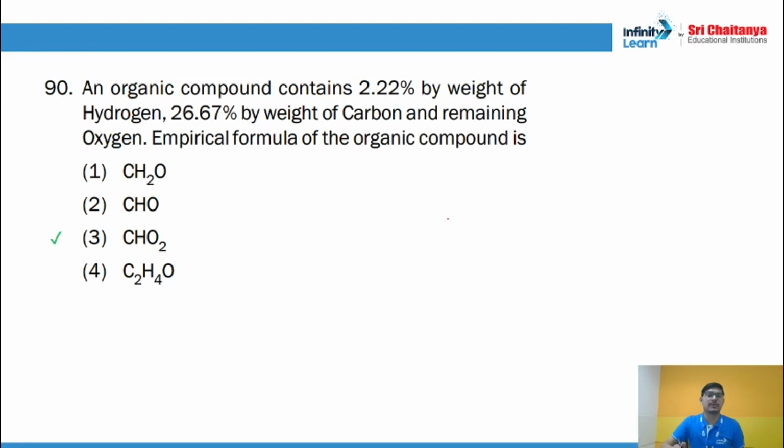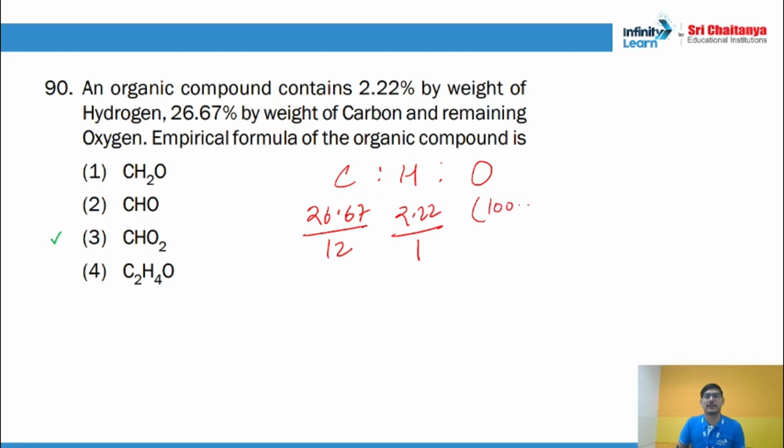An organic compound contains 2.22% hydrogen, 26.6% by weight of carbon, and remaining oxygen. So it is simple. You just find out the molar ratio. For carbon, it is 26.67 divided by 12. Right, the molar ratio is mass divided by molar mass. Okay. For hydrogen, it is 2.22 divided by 1, and the remaining will be oxygen. Right, 100 minus 26.67 plus 2.22 divided by 16. So I hope we can find that out. This will come out to be 1 is to 2, right? So this will be your correct answer.